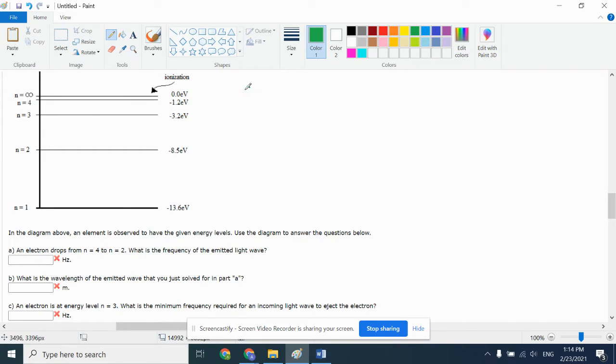So starting with A, question A asks us, electron drops from 4 to 2. So here's 4, plummets down to 2. Now, because the electron lost energy, it's going to emit light. How much energy did it lose? Well, final energy is negative 8.5. Initial energy is negative 1.2. The result is we lost 7.3 electron volts. That means you gain 7.3 electron volts of light energy.